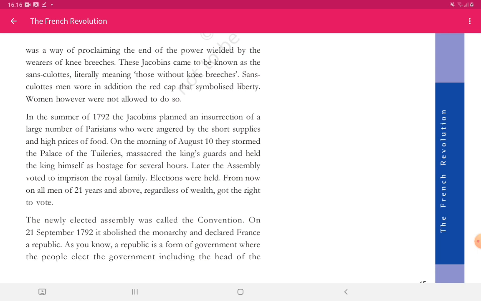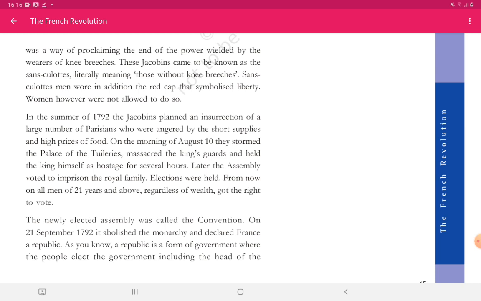Sans-culottes men wore in addition the red cap, which symbolized liberty, as we discussed earlier. Students, this is also given on page number 13: the red Phrygian cap, which was a cap worn by a slave upon becoming free. Here also the Jacobin people started wearing it, but women were not allowed to do so.